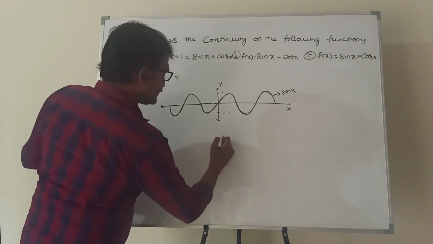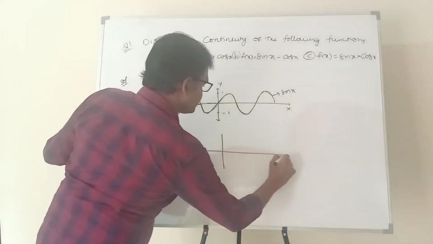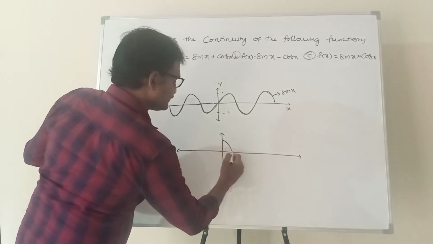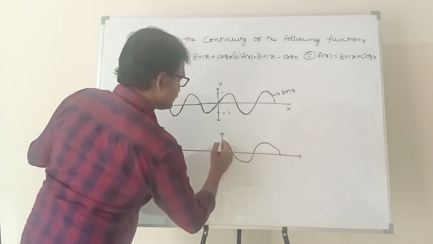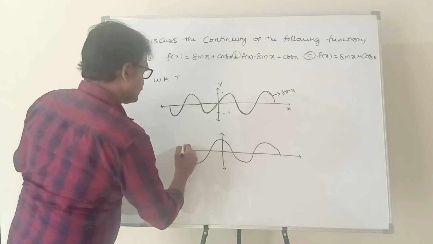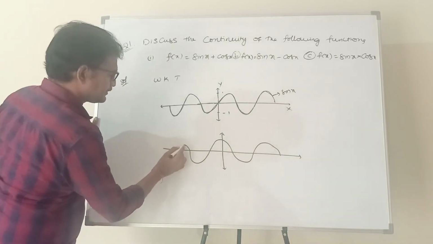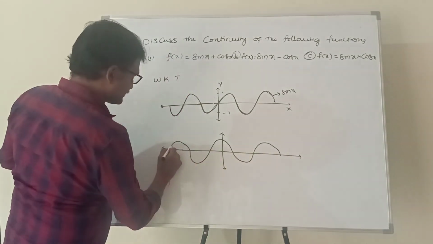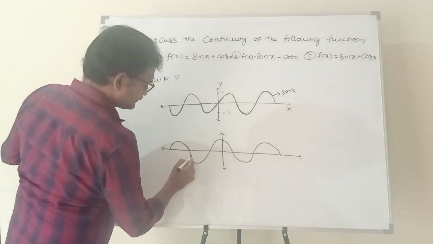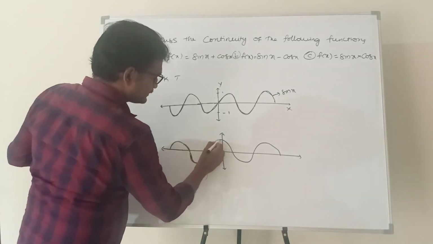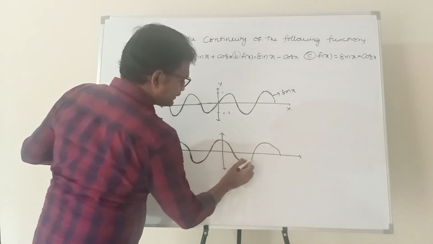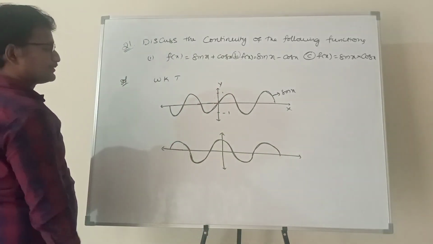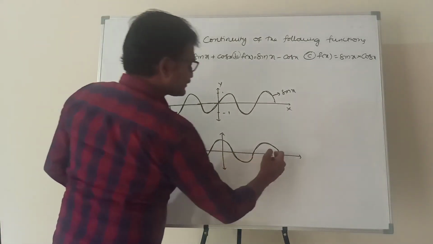Next, similarly cos x graph. This is the graph of cos x. So to draw this graph also, you no need to lift the pen. See, if you observe this graph, you no need to lift the pen to draw this graph continuously like this. Similarly, left side also. Therefore, cos x is also a continuous function.